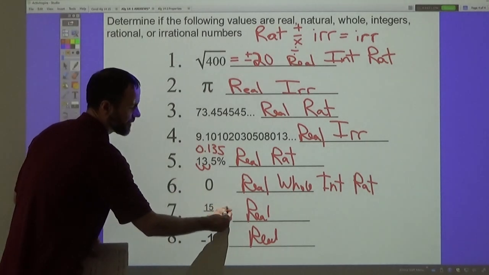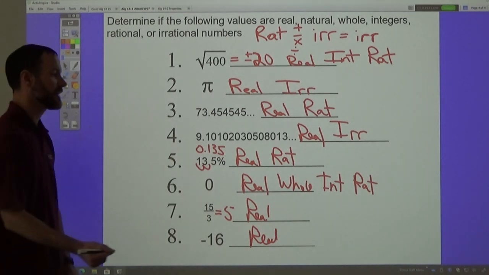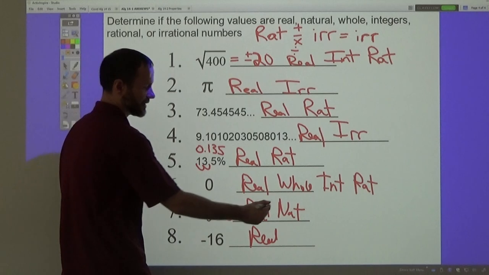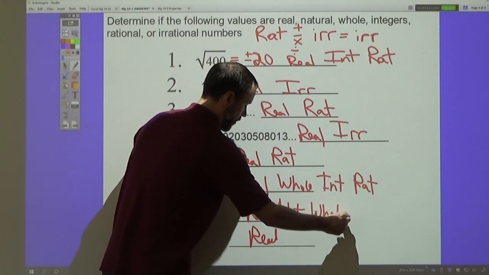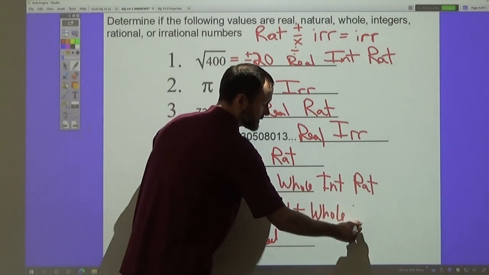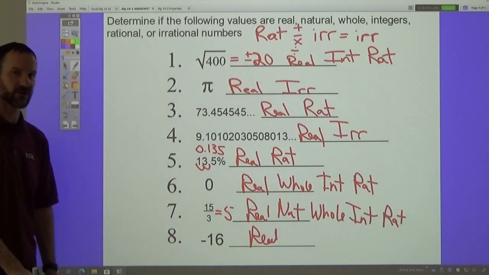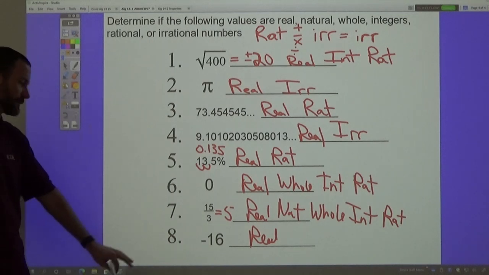15 thirds. 15 divided by 3 is 5. 5 is a real number. It's a natural number. It's a whole number. It's an integer. And it's rational. It's not irrational because it's not a big, long, ugly decimal.